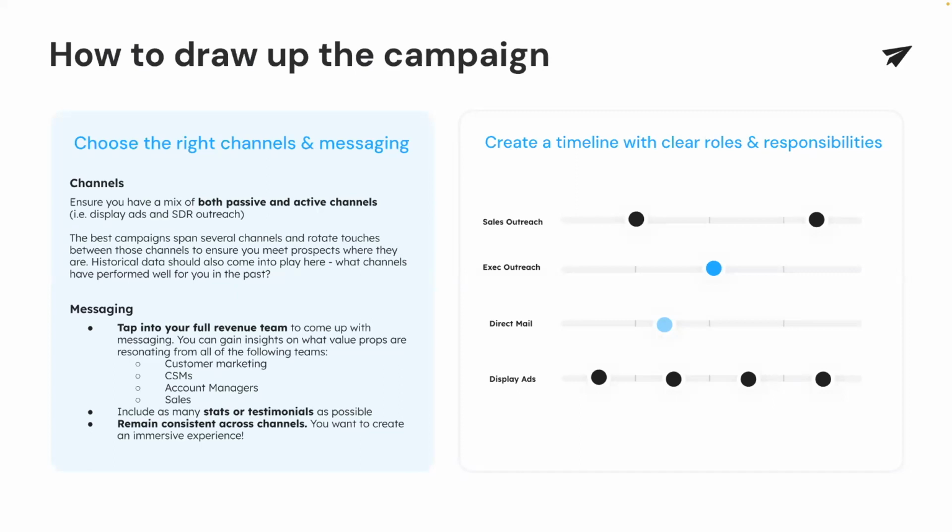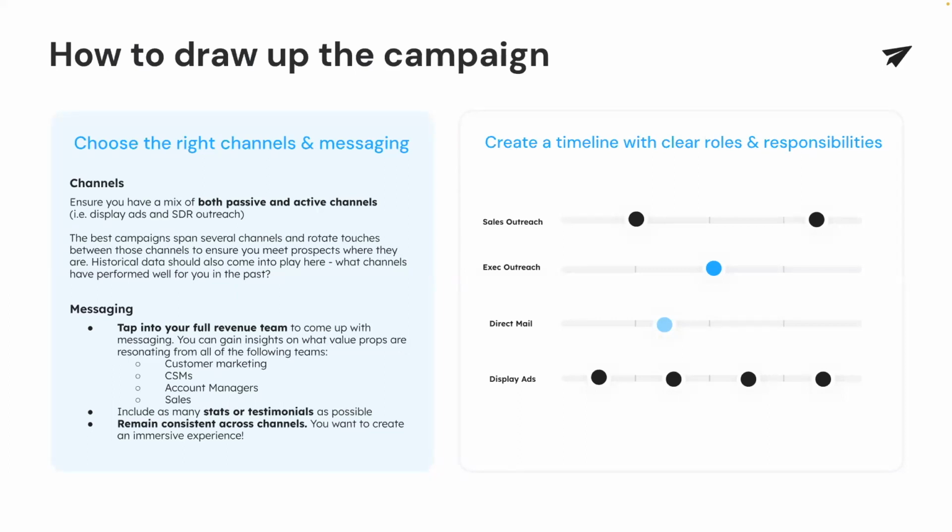Then, of course, use as many stats and testimonials as possible. People love seeing customer proof. And then lastly, remain consistent across channels. That's the whole point of an omni-channel campaign, that you're really creating an immersive experience as prospects are moving from channel to channel.